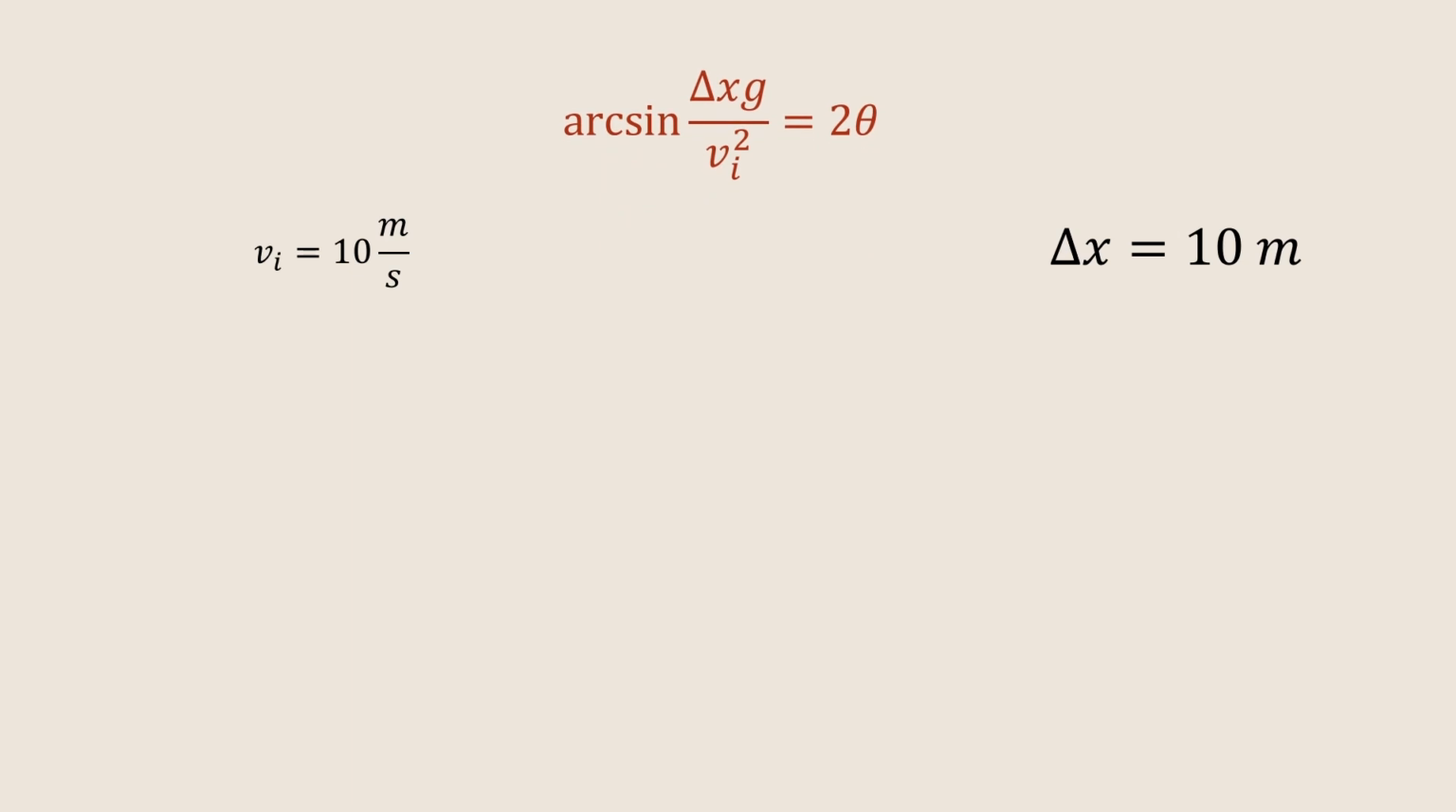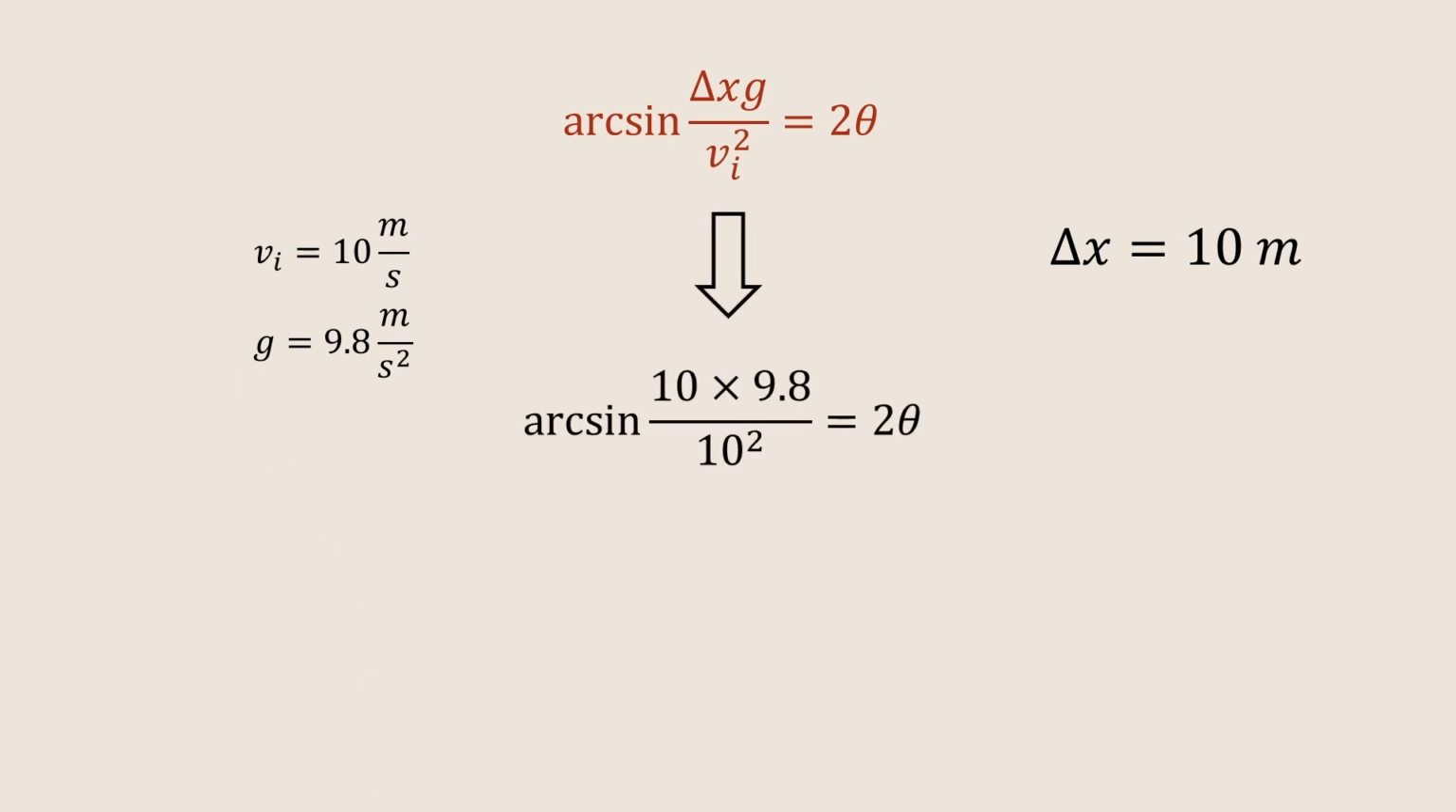From here, we can plug in our values for initial velocity, delta x, and gravity. This leaves us with the arc sine of 10 times 9.8 divided by 10 squared is equal to 2 theta. Plugging this into the calculator leaves us with 2 theta is roughly equal to 78.52 degrees. We actually have 2 theta values though. The first is of course dividing by 2 yields theta 1 is roughly equal to 39.26 degrees.